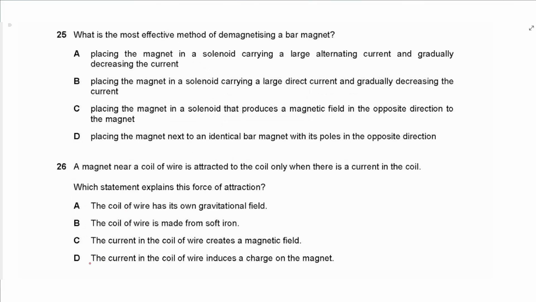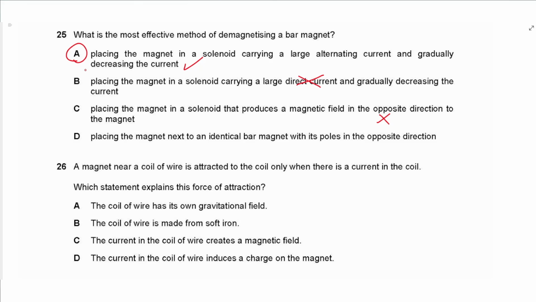Question 25 says, what is the most effective method to demagnetize a bar magnet? Placing the magnet in a solenoid carrying large alternating current and gradually decreasing the current, that would work. Placing the magnet in a solenoid carrying a large direct current, no. Placing the magnet in a solenoid that produces a magnetic field in the opposite direction, that would just change the polarity of the magnet, it will not demagnetize it. Placing the magnet next to an identical bar magnet with its poles in the opposite direction, no, they would just repel, so the answer here is A.